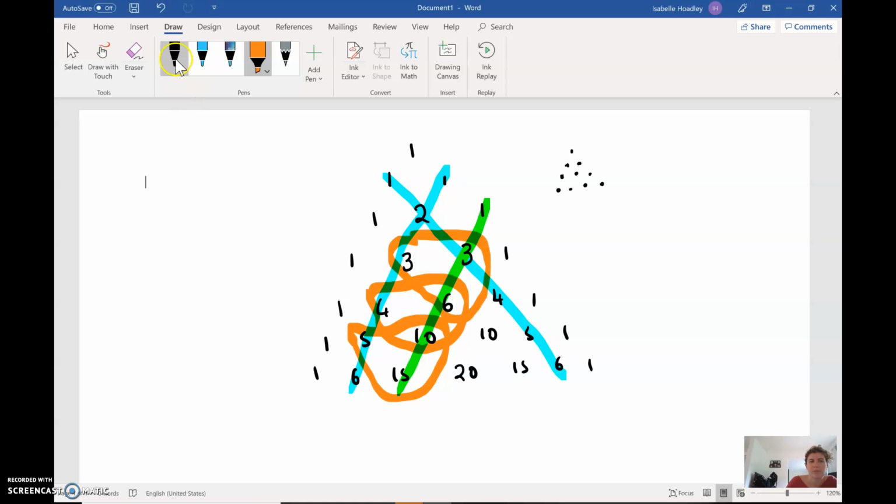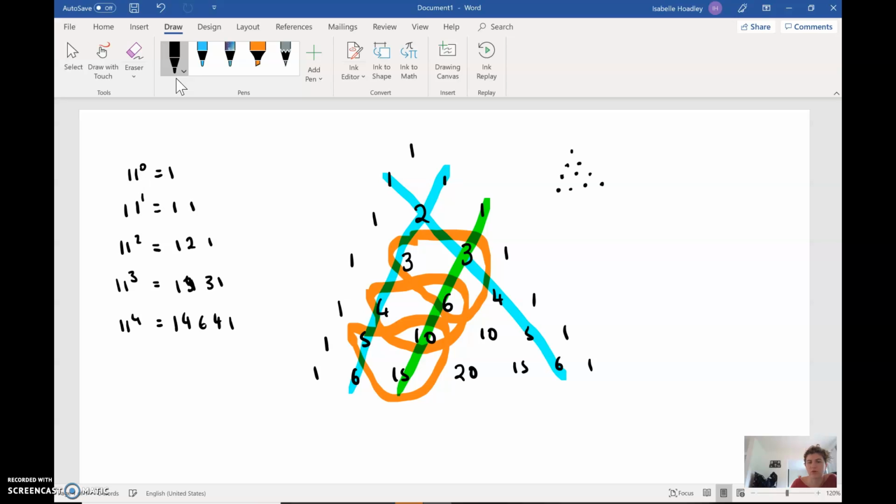The last one, which is really important, is that this Pascal's triangle can also be made from powers of 11. So 11 to the power of 0 is 1, 11 to the power of 1 is 11, 11 to the power of 2 is 121, 11 to the power of 3 is 1,331, 11 to the power of 4 is 14,641. If you don't believe me, check it out on your calculators.